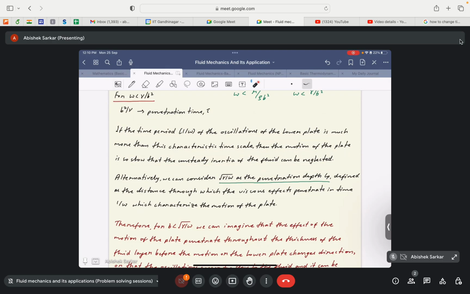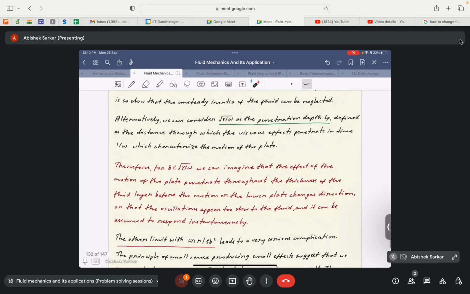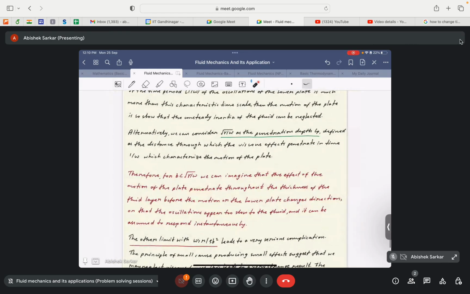I will explain after we read all the points, so that it would be easy to explain. Alternatively, we can consider nu by omega as the penetration depth L_P, defined as the distance through which the viscous effects penetrate in time 1 by omega, which characterizes the motion of the plate.